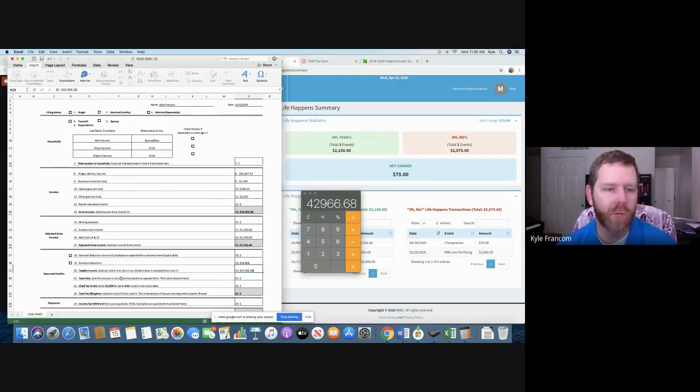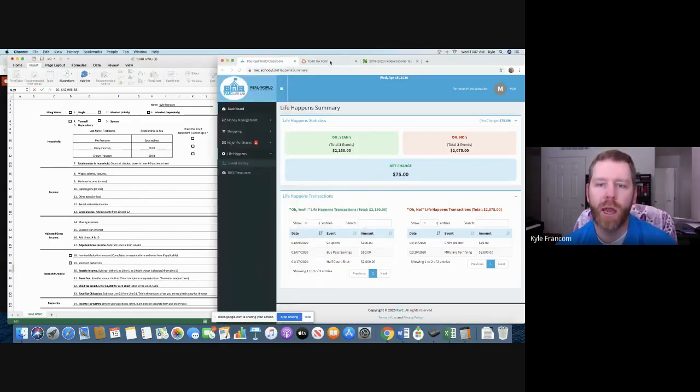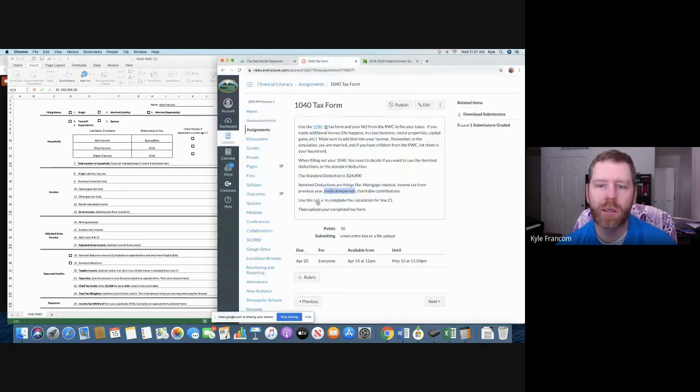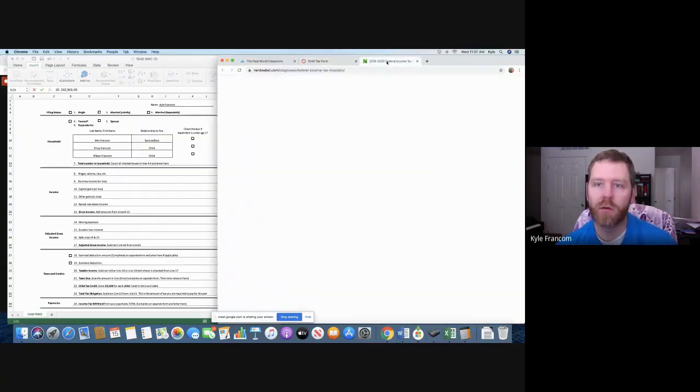Now line 21 says taxes due. So use the amount from line 20 and complete on a separate form, then enter the amount here. If you remember, you go back to the assignment in Canvas. It says use this link to complete the calculation for line 21. So I click the link right up here.